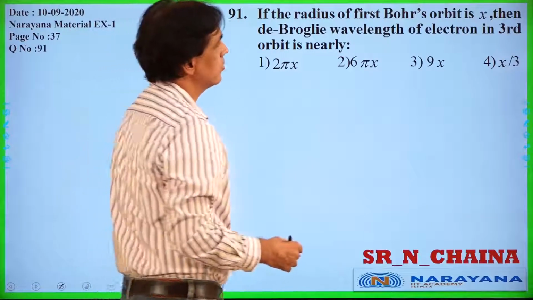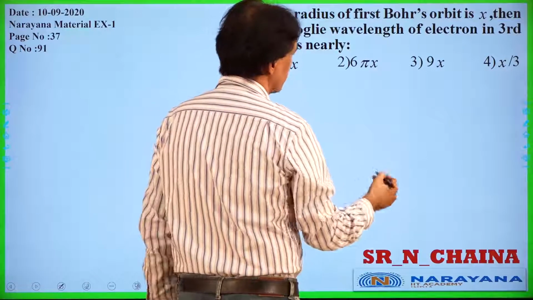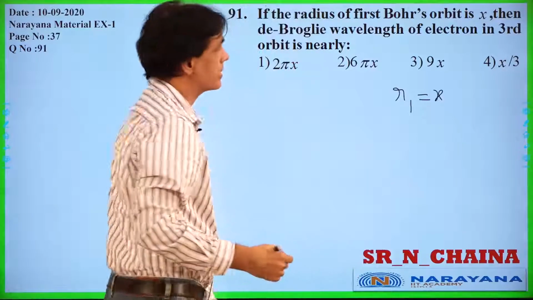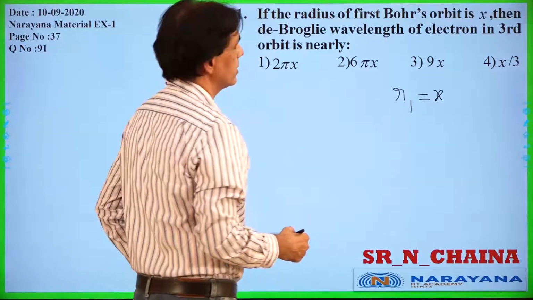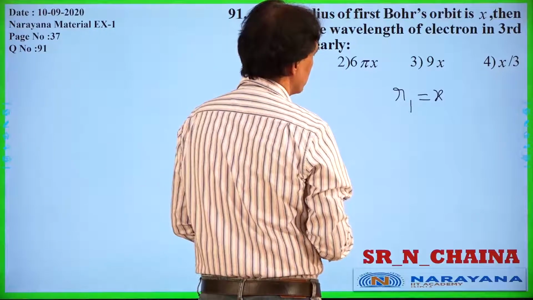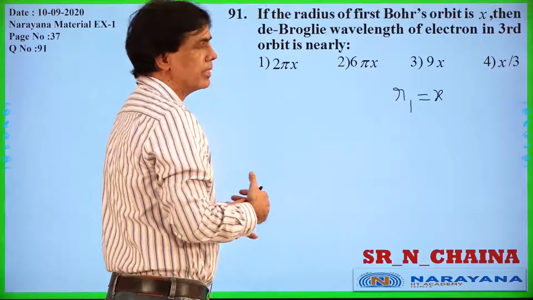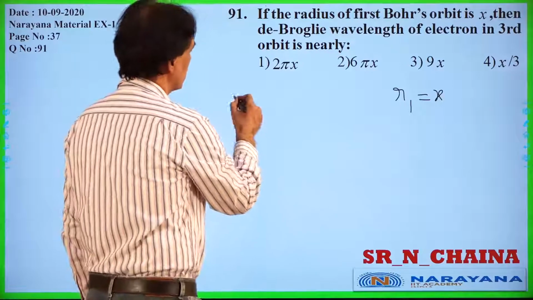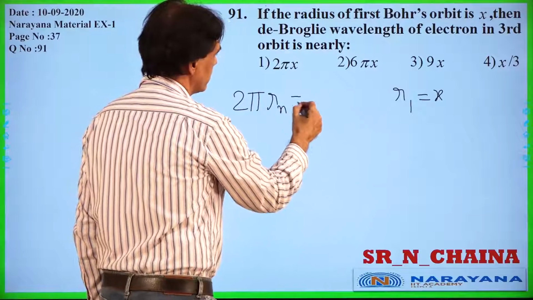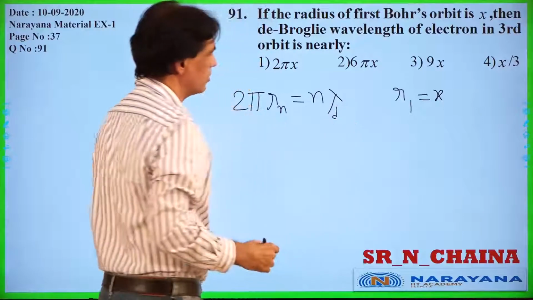Okay, so let's see the next question. If the radius of the first Bohr orbit is x, so obviously r1 is given as x. And the de Broglie wavelength of the electron in the third orbit is how much? According to de Broglie, the circumference of the nth orbit is always equal to n times the de Broglie wavelength.